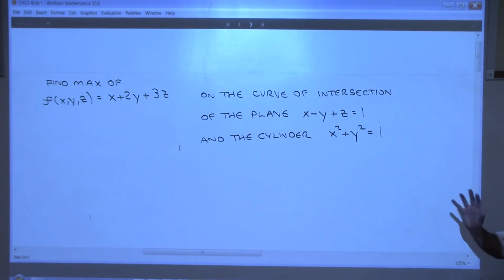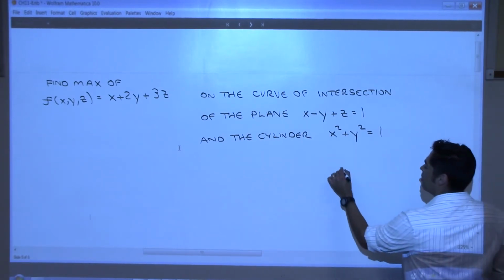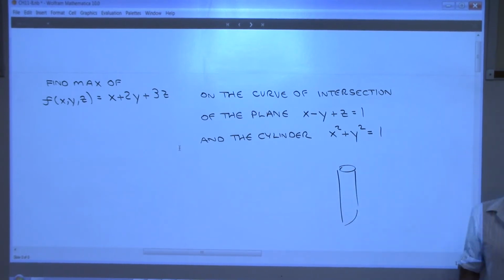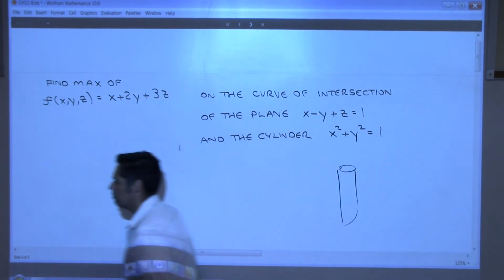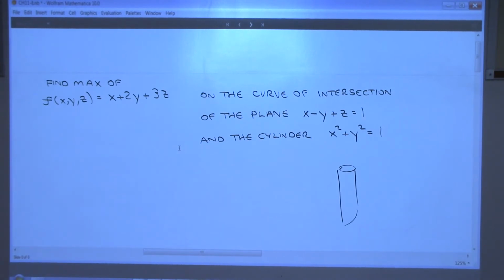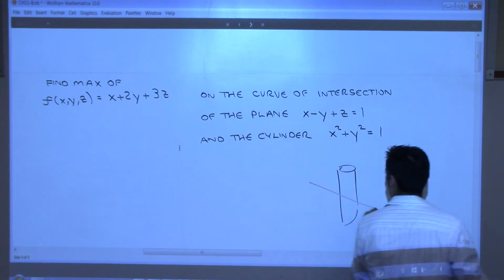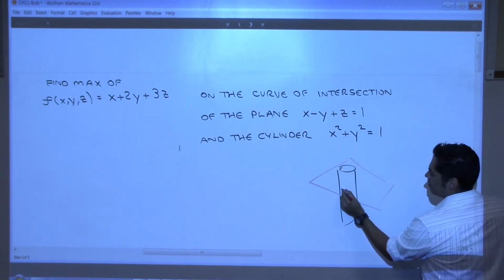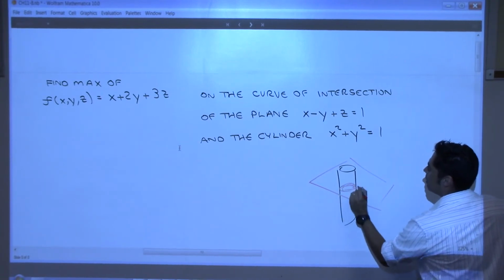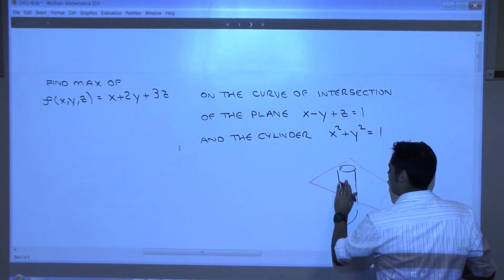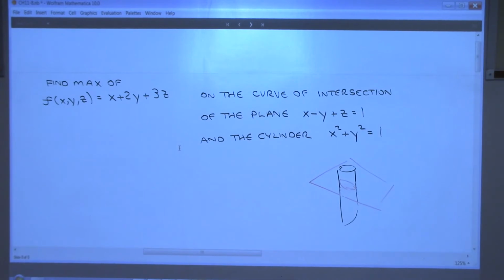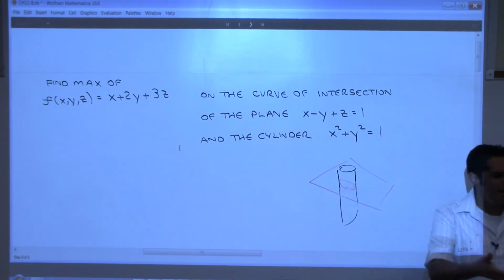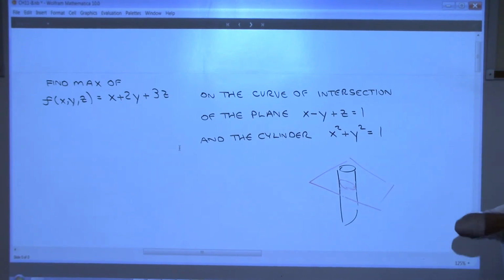Okay, so geometrically, what we have is a cylinder, right there, and we have a plane. We're assuming that this plane cuts through this cylinder, and where it cuts through, it creates a curve, doesn't it? There were problems in the past where you were asked to find the vector equation of the curve of intersection of two things, and you did that.